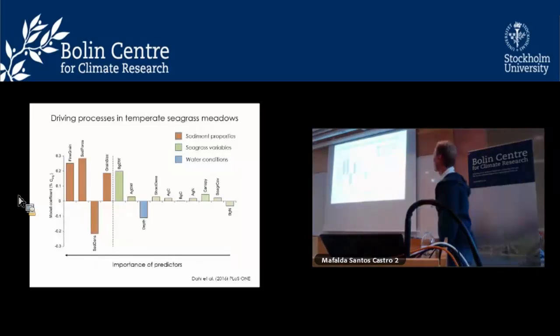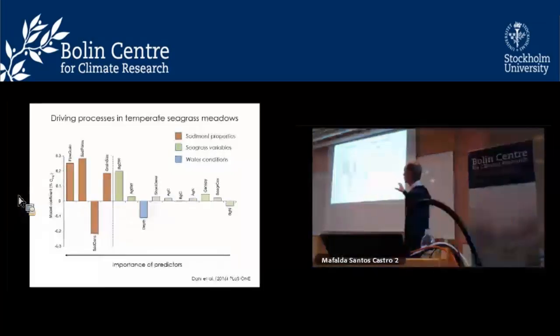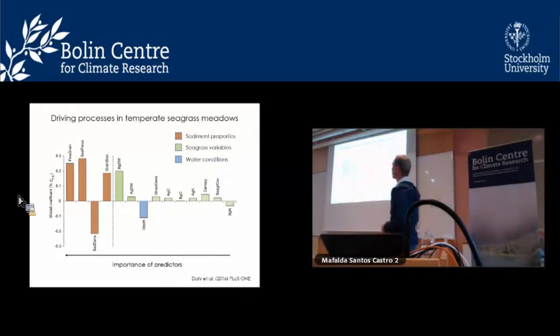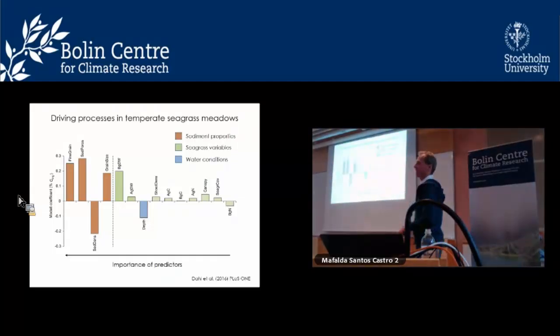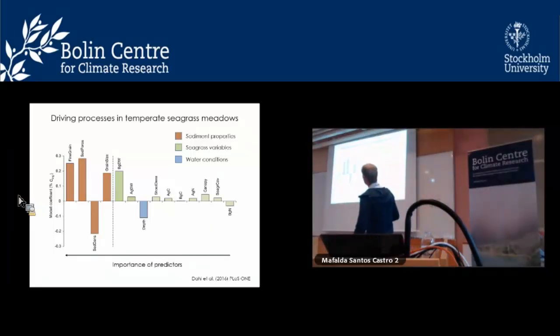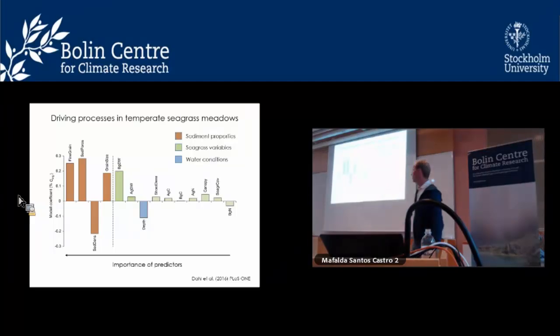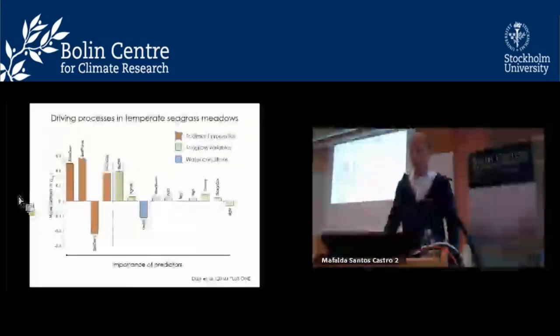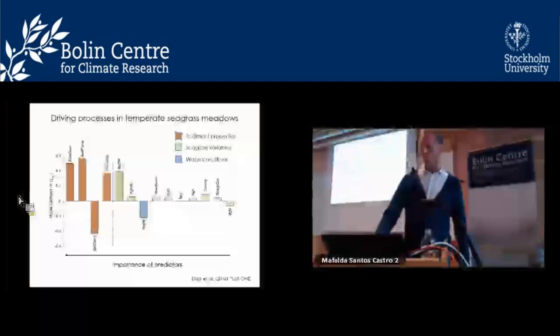So one of the studies we did in the temperate systems was also to try to correlate those carbon storage results with the predictors that could potentially be the drivers. And what we found is that the sediment is extremely important. It depends on if it's a fine grain size of the sediment, and the porosity, sediment density, and so on, which are more important than the seagrass variables and the water conditions in this case.